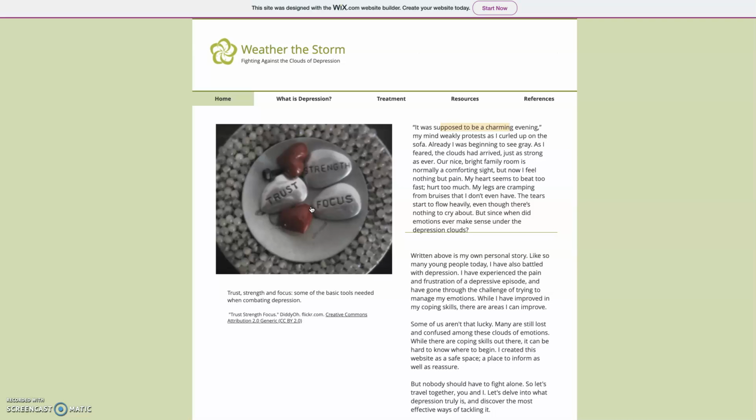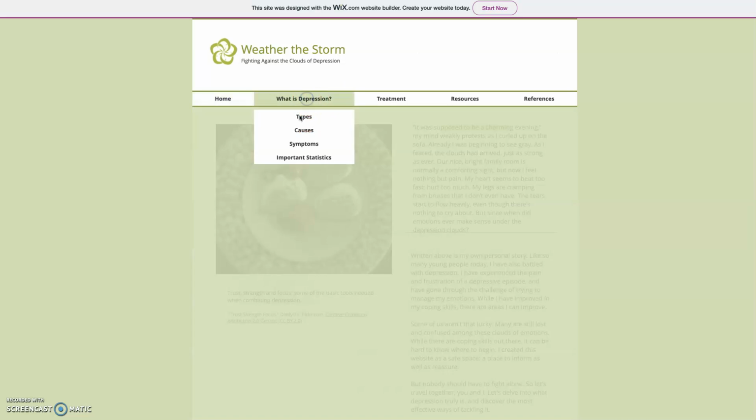And in this case, we can see the words trust, strength, and focus in the image, which already start to give a sense that this project is about fighting depression. We can see more of that in her title, Weather the Storm, Fighting Against the Clouds. But here she's using an image that has words in it, in which case, again, it's acting as a source. She's borrowed it from someplace else. And it's establishing the mood, the mindset, the position that she's hoping the audience starts the reading of the rest of her piece. So I'm going to look at this next page that she has.